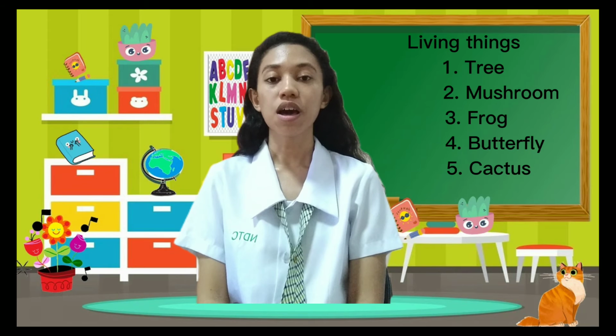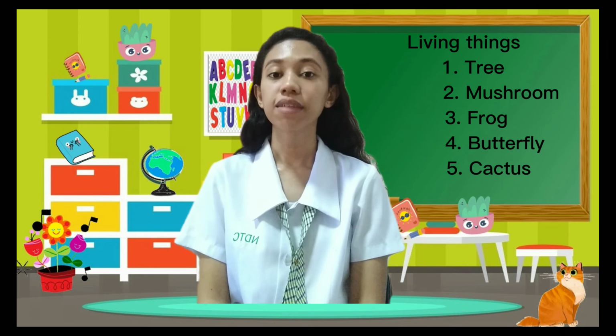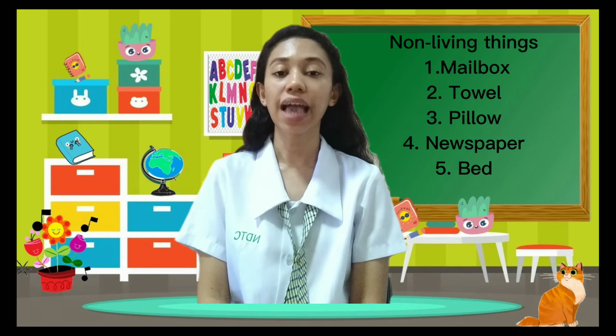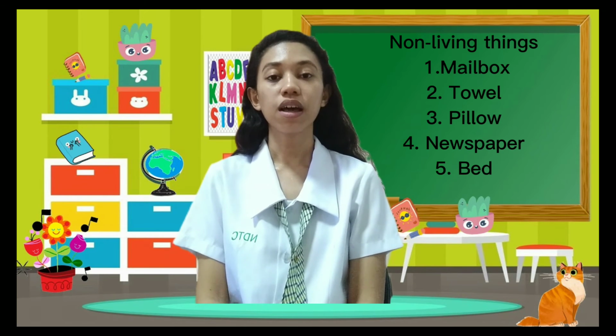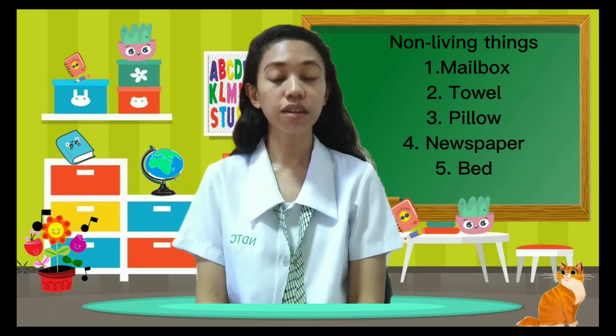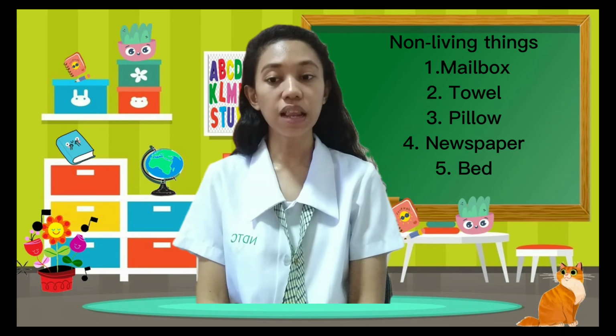Now, let's check if your answers are correct. For group 1, they answered for the living things: tree, mushroom, frog, butterfly, and cactus. And for their non-living things are the mailbox, towel, pillow, newspaper, and bed. And they got the correct answers.